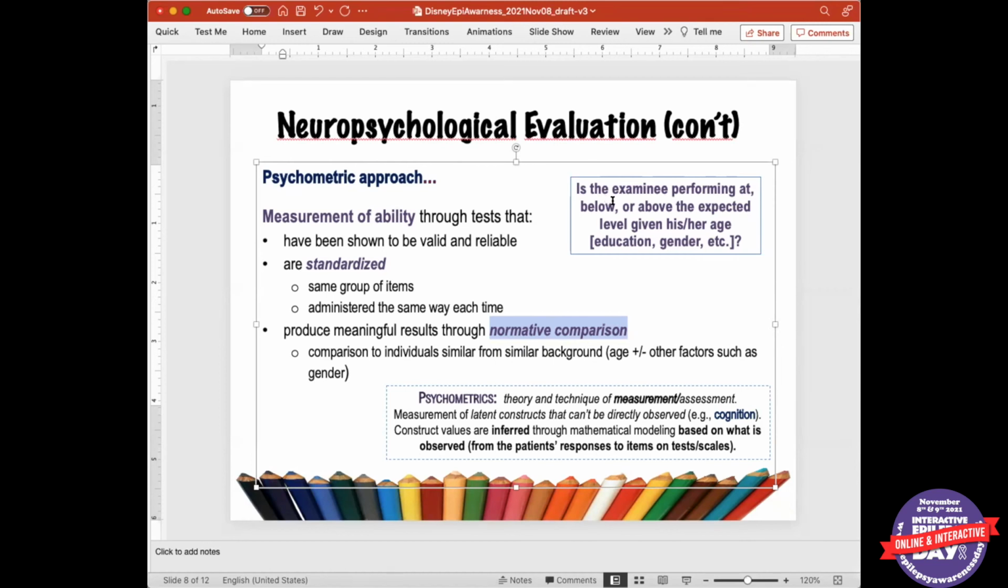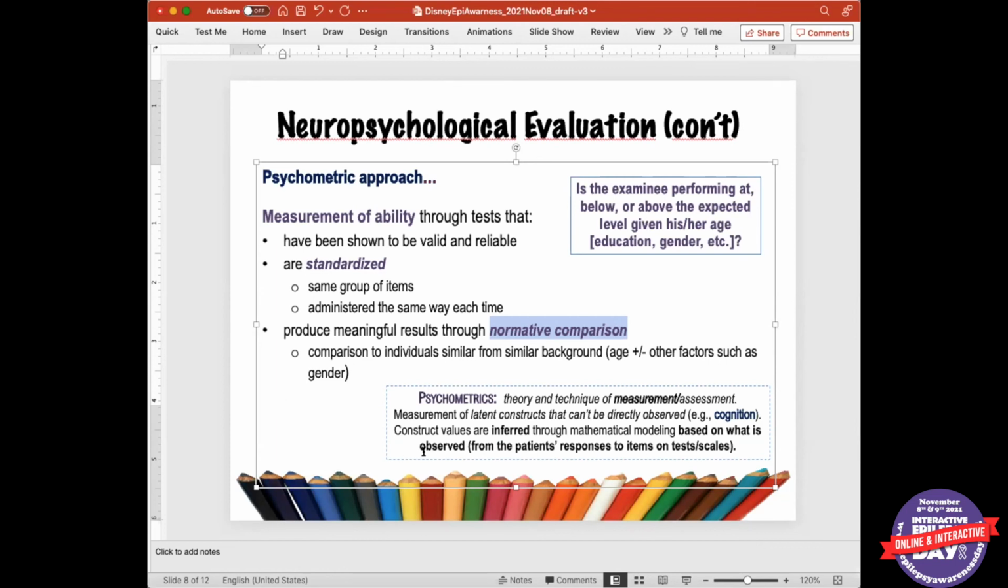So, for example, if I have a 10-year-old child that I'm examining, I'm using normative data from other 10-year-old children, sometimes of the same gender. It depends on what the measure involves. But the big question is, is your examinee performing as expected based on their age or their gender or their education, or is it lower or higher? That's how we determine level of ability across these different domains, with these comparison groups.